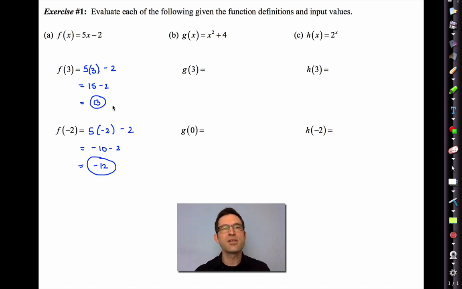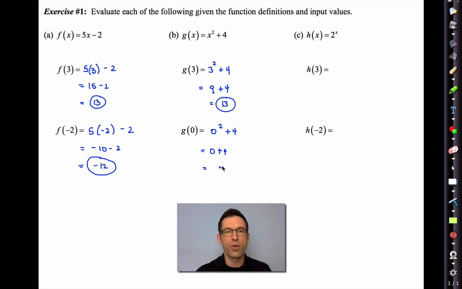All right, let's take a look at g of 3. Now, g of x is x squared plus 4, so g of 3 will be 3 squared plus 4. Don't forget your order of operations. We'll do that exponent first, and we'll find that g of 3 is 13. Well, there's a little bit of a coincidence. G of 0 will be 0 squared plus 4. 0 squared is 0, and therefore we get 4.